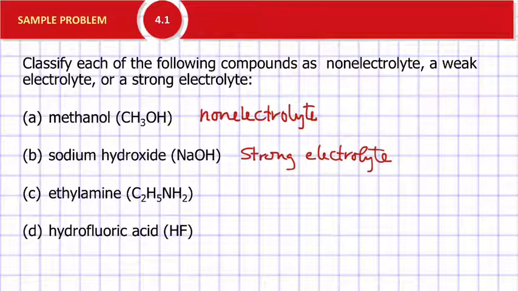Okay, this one, ethylamine. Is it ionic? No, it doesn't start with NH4. It doesn't have a metal in it. Is it an acid? No, it doesn't start with H and doesn't have acid in the name. Does it look like it might be related to NH3? Yeah, it does. Here's the NH2, and then there's something else on here. This is a weak base. Weak bases are weak electrolytes.